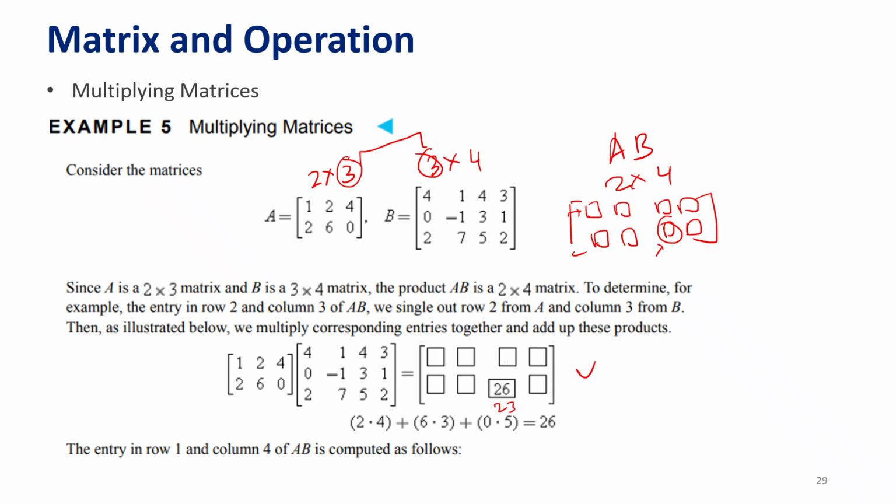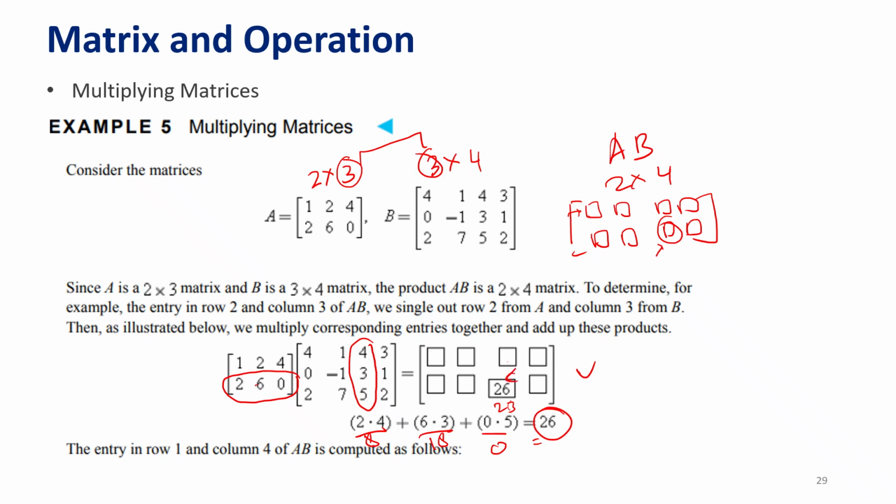the values of the second row with the values of the third column here. So 2 multiplied by 4, 6 multiplied by 3, and then 0 multiplied by 5. This one you get 8, this one you get 18, and this one 0, so you have 26.